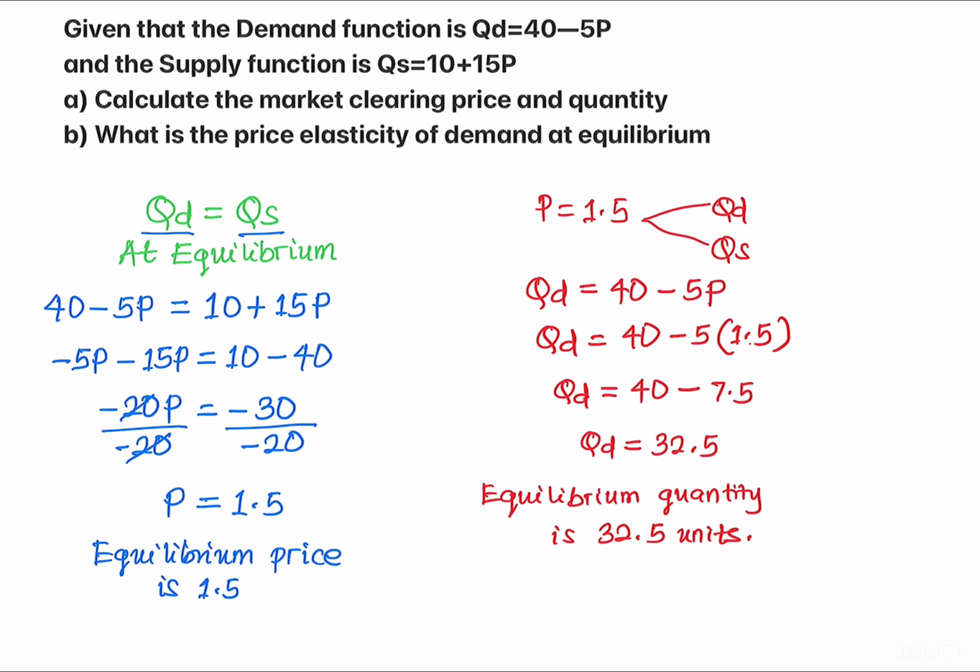So our equilibrium price, or market clearing price, is 1.5, and market clearing quantity is 32.5. If you take the equilibrium price, which is 1.5, and put it in the supply function, you will also get 32.5, because at equilibrium, the quantity demanded has to be equal to the quantity supplied. You can try and substitute 1.5 into the supply function and see if you get 32.5.